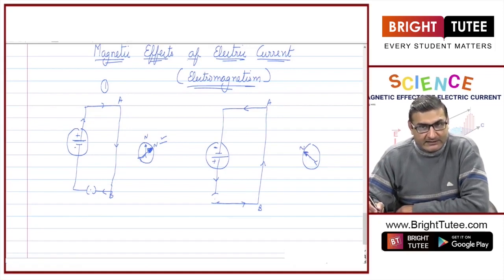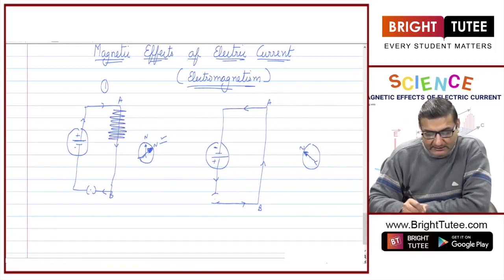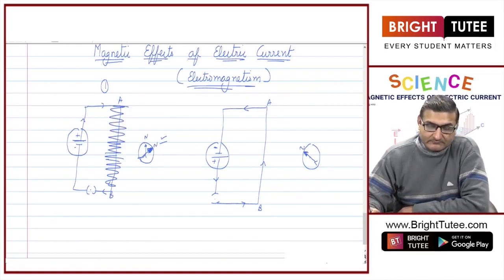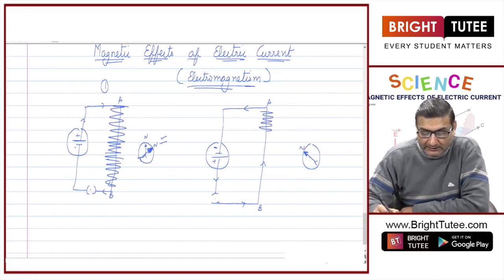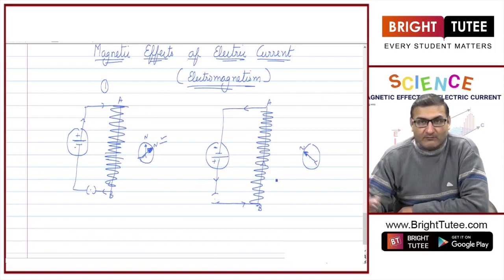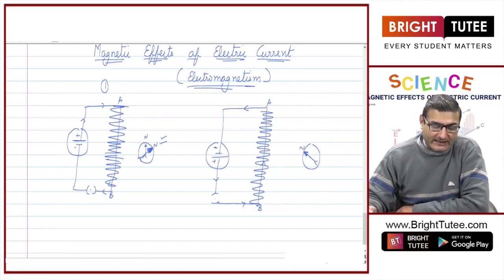So one thing is for sure, that around this wire there are certain magnetic field lines by which this magnetic needle is affected and is getting deflected, right? But what kind of magnetic field lines are produced around this particular wire? That is what we need to find out, and for that we will do yet another activity.